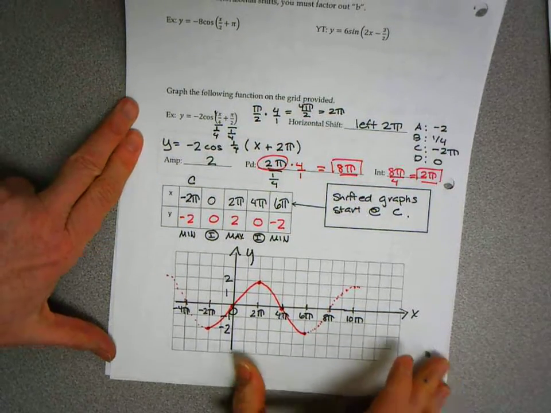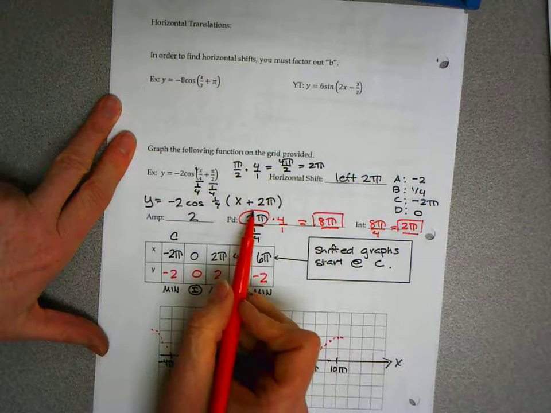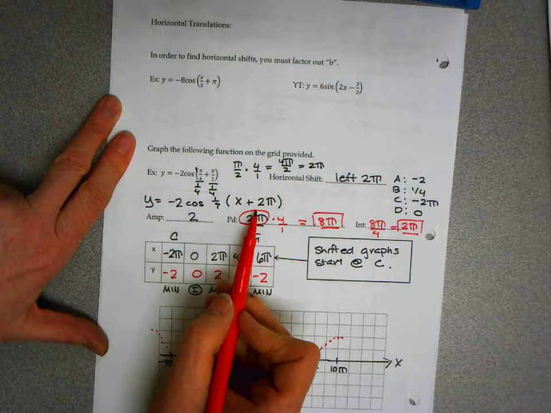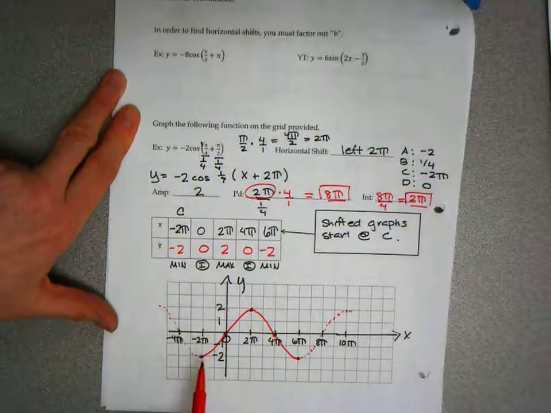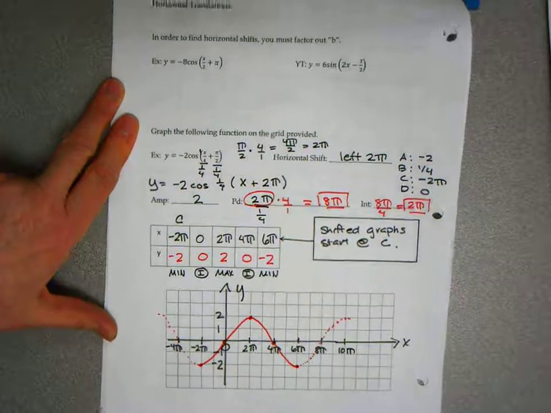Okay, so what did we do? We shifted horizontally because we had a C value. We factored out, we saw that we had a negative 2 pi as our C value, so we started our graph at negative 2 pi. All right, go ahead and finish your homework tomorrow.